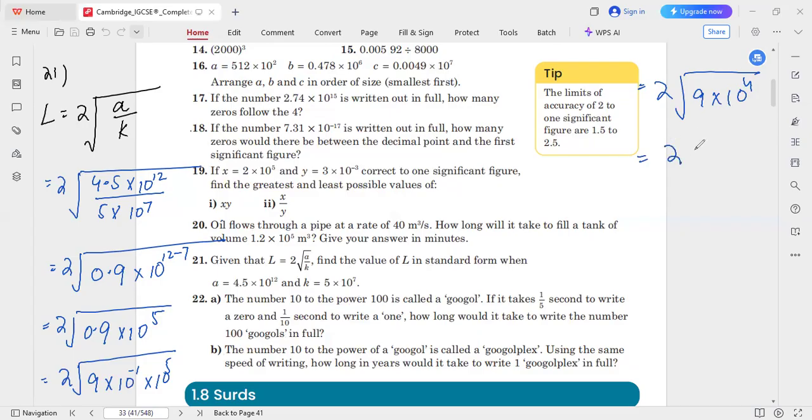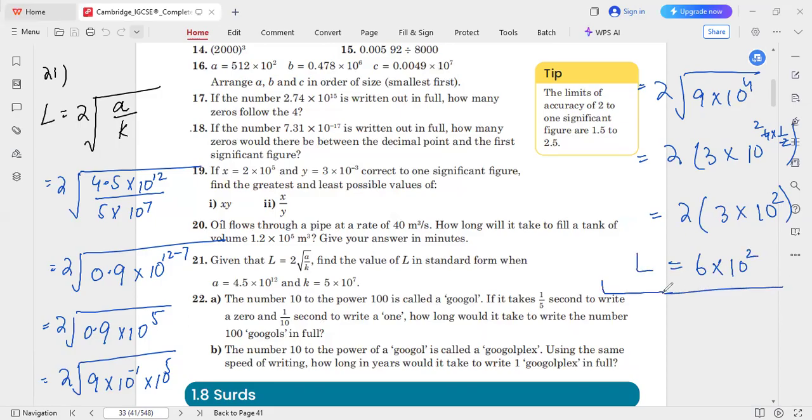So the square root of 9 is basically 3, and as we have 10 to the power 4, square root means that we need to multiply the power by 1 by 2. So 2 times 4 basically, the square root of 10 to the power 4 will be 10 to the power 2. So 3 times 2 is 6, times 10 raised to the power 2. This is basically the value for the L they are asking for. Okay, so this was a very quick working.